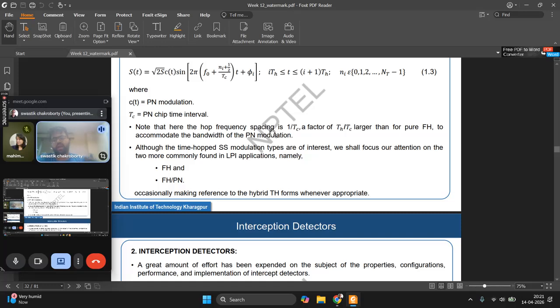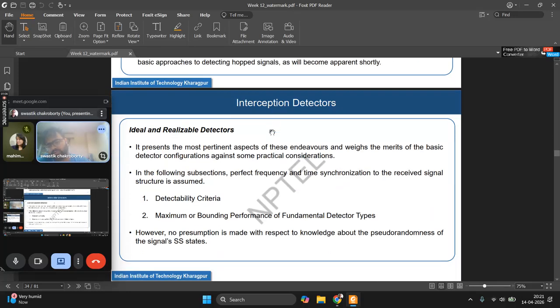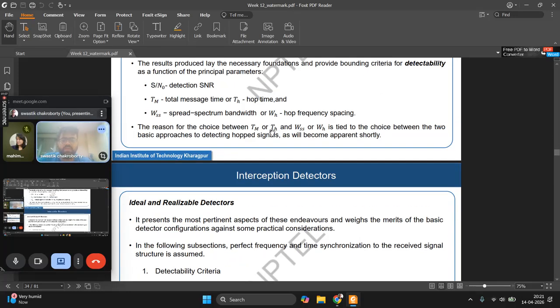Although the time hopped SS modulation types are of interest, we shall focus our attention on the two more commonly found in LPI applications, which are FH and FH/PN. A great amount of effort has been expended on the properties, configuration, performance and implementation of intercept detectors. Many reports and papers are available, but the basic structure is that S by N naught is the detection SNR, TM is the total message time, TH is the hop time, and WSS is the spread spectrum bandwidth, or WH is the hop frequency spacing. So now we have to choose the values according to our needs.